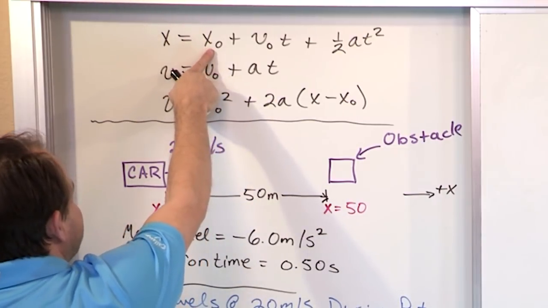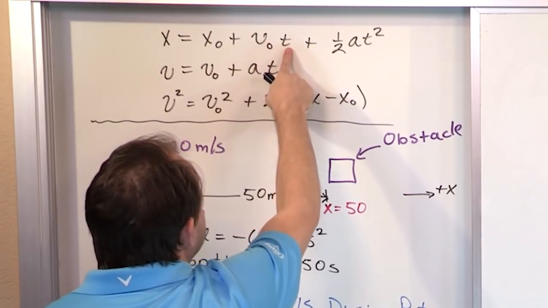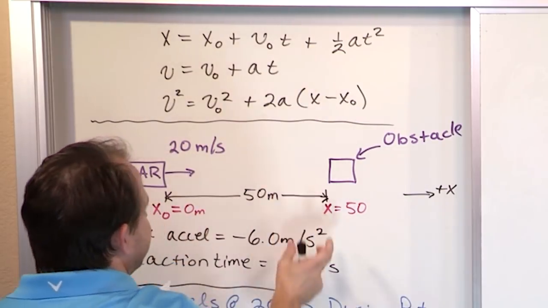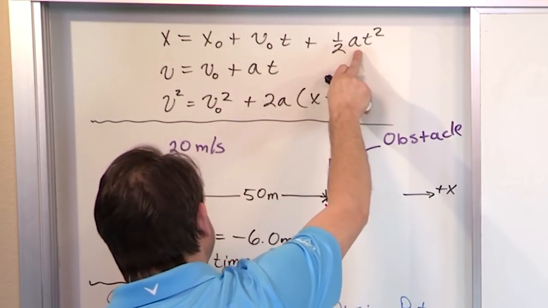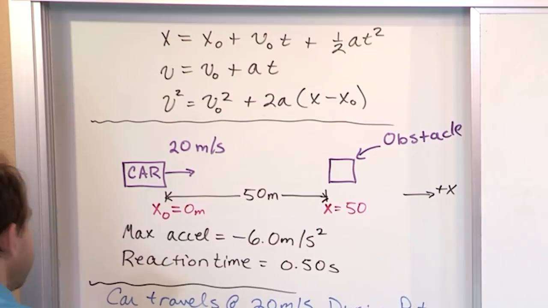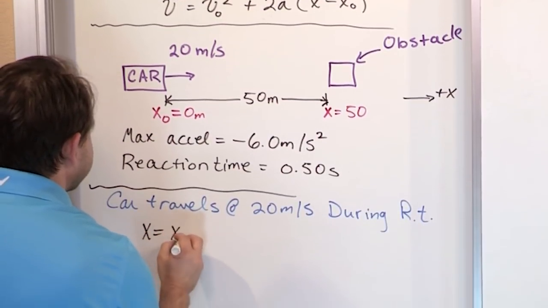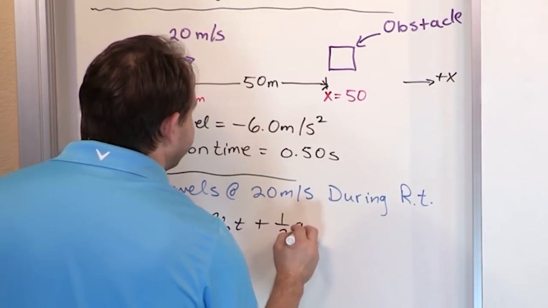We know its initial position. We know its initial velocity, it's 20. And we're basically saying how long of a time period we're looking at, half a second. And we know the acceleration, which during the initial part is 0, before he presses the brake pedal. So let's go ahead and use that equation. It's going to be x is equal to x naught plus v naught t plus 1/2 a t squared.